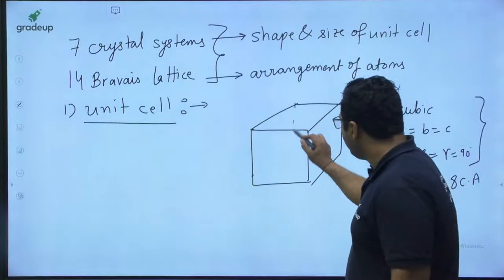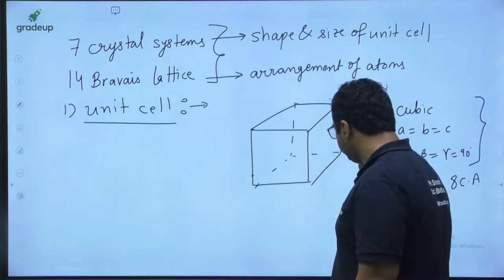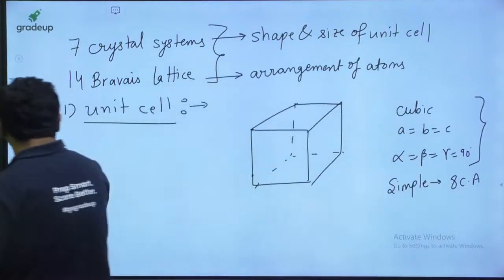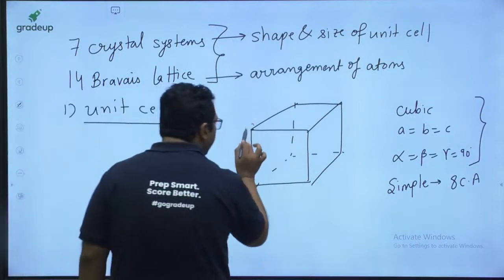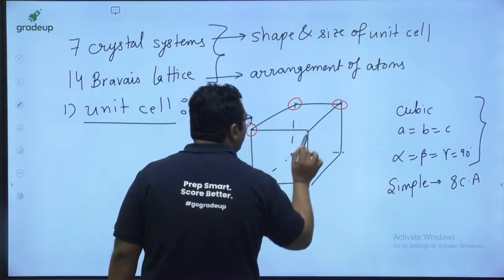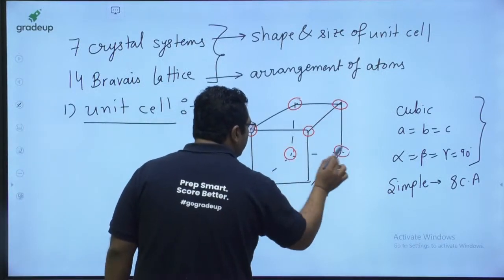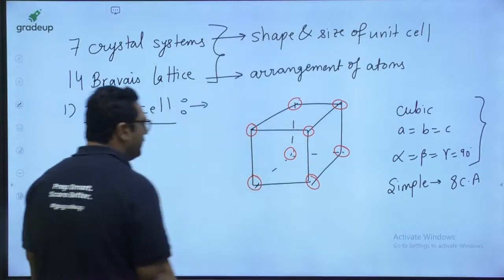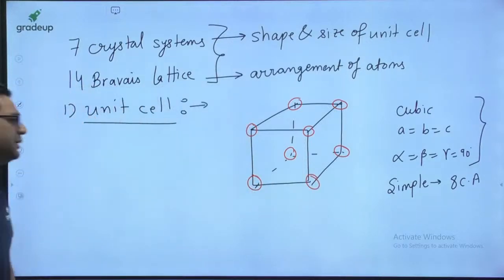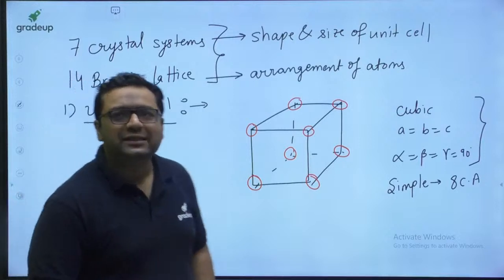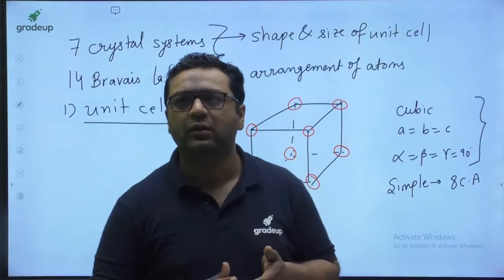So if you are going to say that this is a unit cell, if it is a simple cubic unit cell, you will show the atoms like this. Only corner atoms will be there, no face center, no body center. So this kind of thing is known as a simple cubic unit cell. So this is the simplest arrangement.